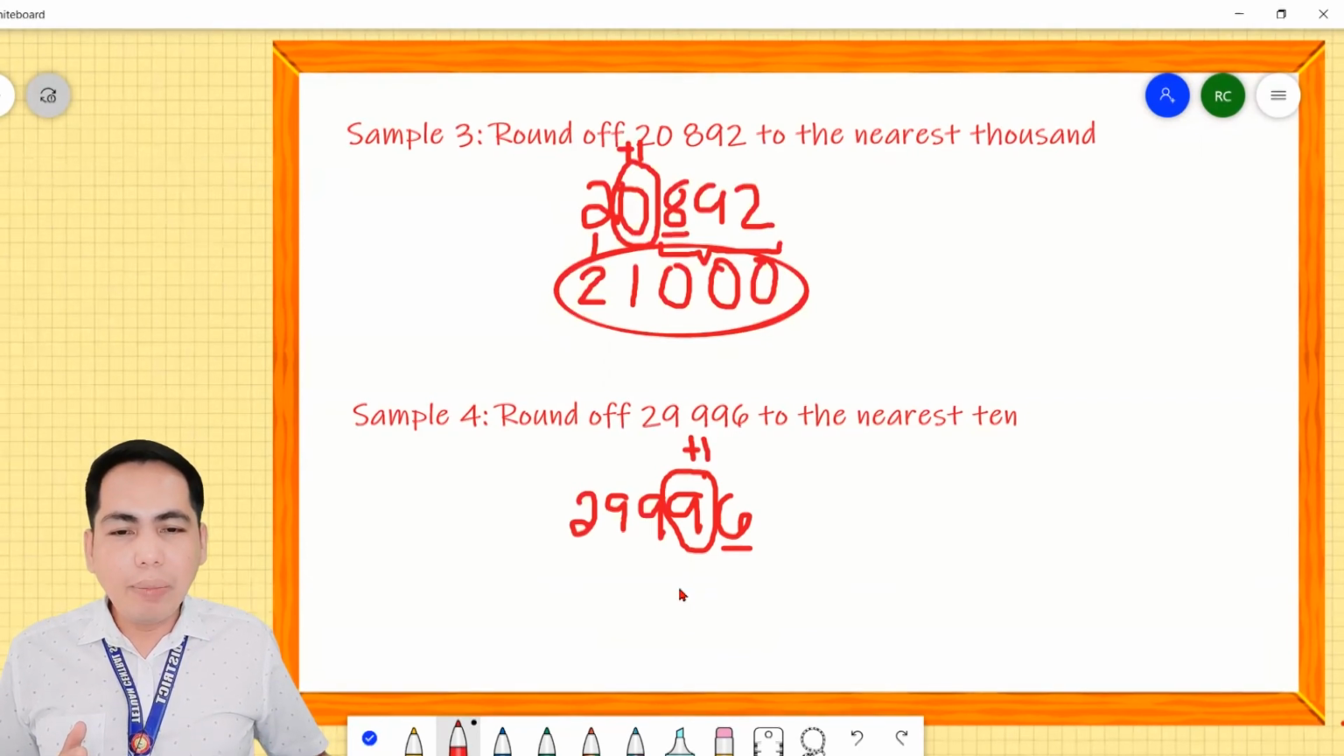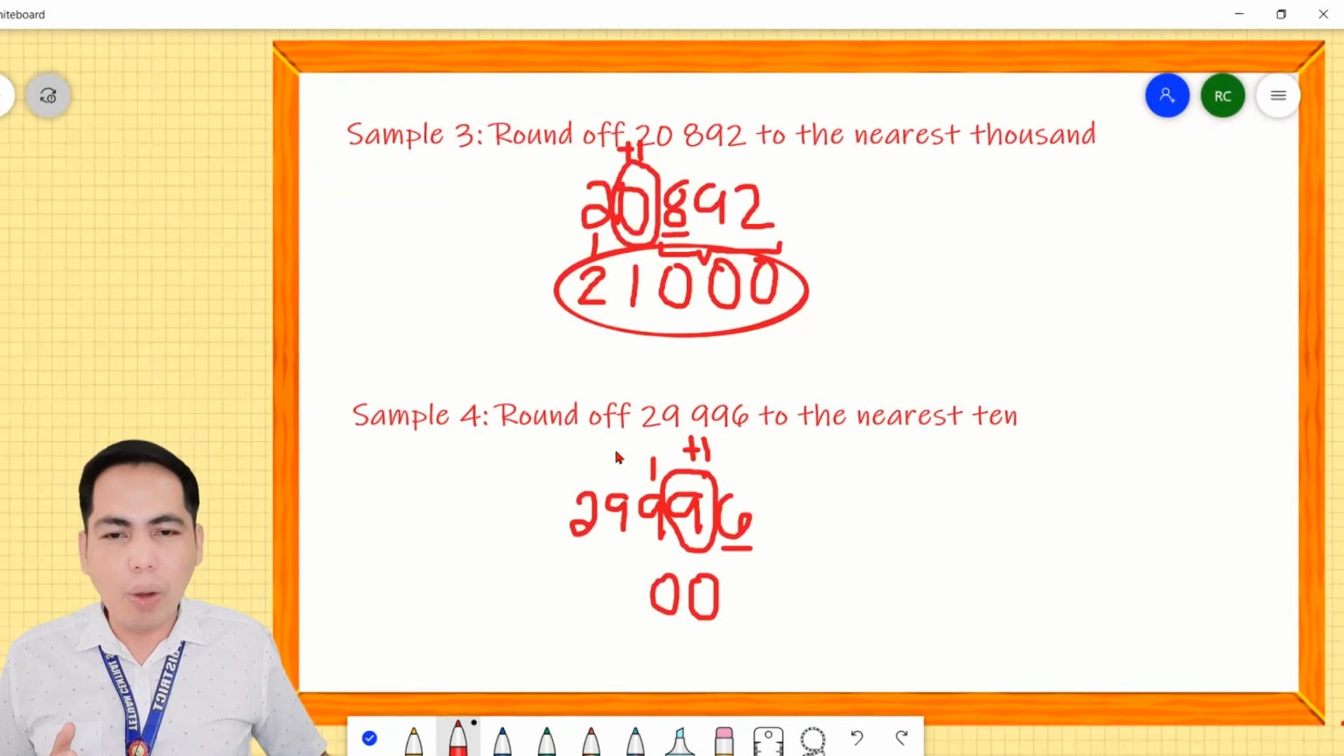So, we will not be writing here the 10. Instead, we have to regroup. We have to write here 0 and regroup 1. 9 plus 1 is 10. So, we will not be writing here 10. Instead, we will be writing here the 0 and regroup 1.